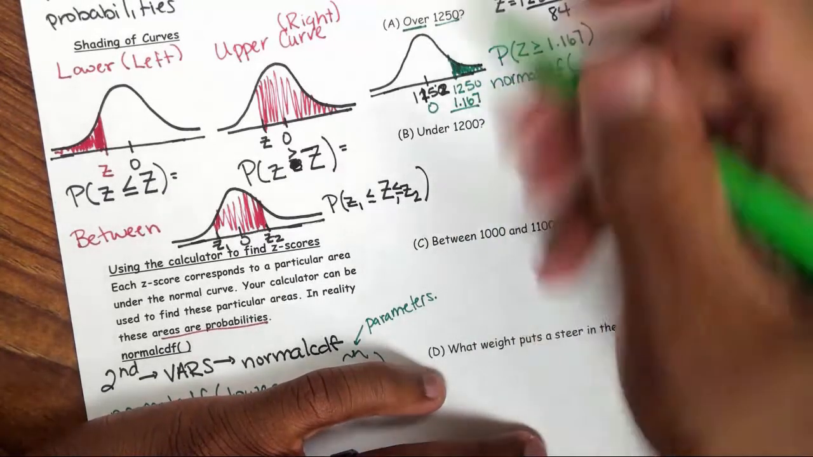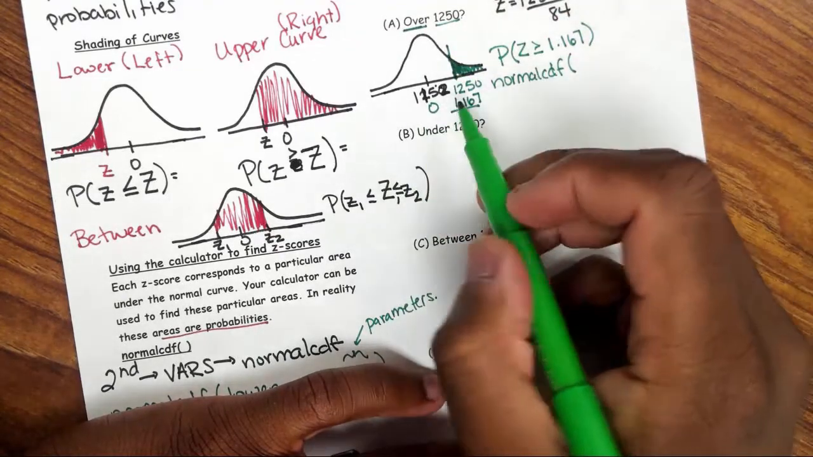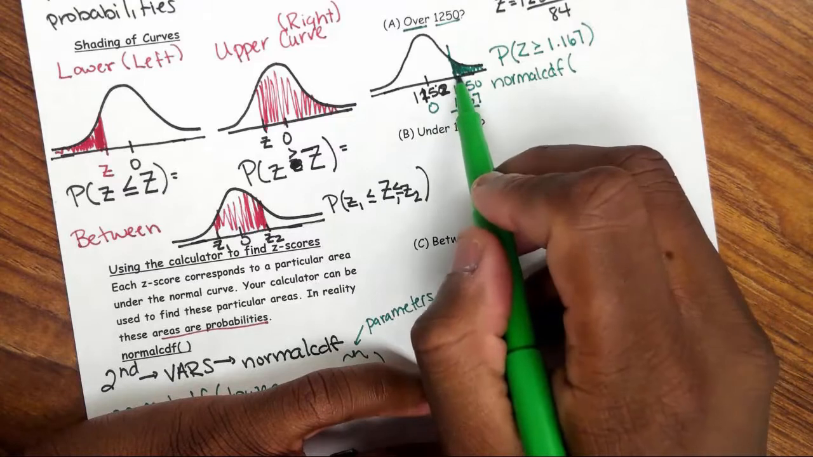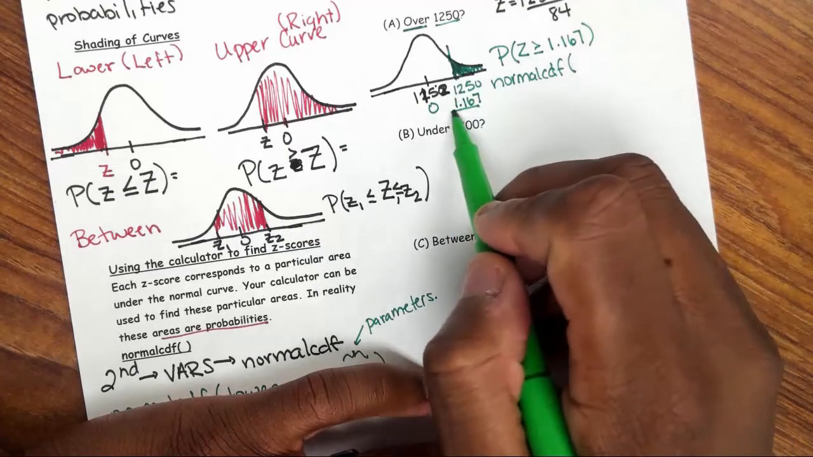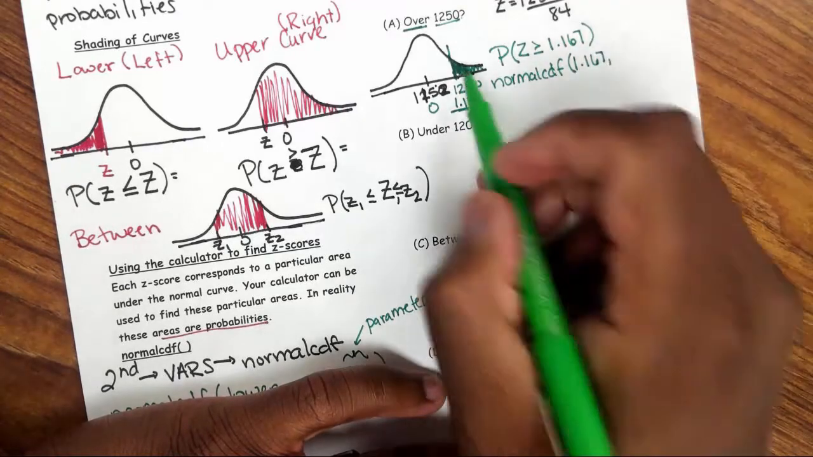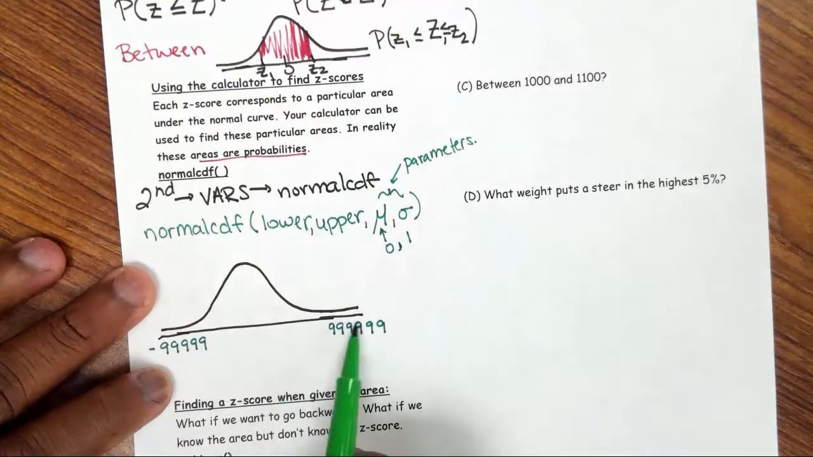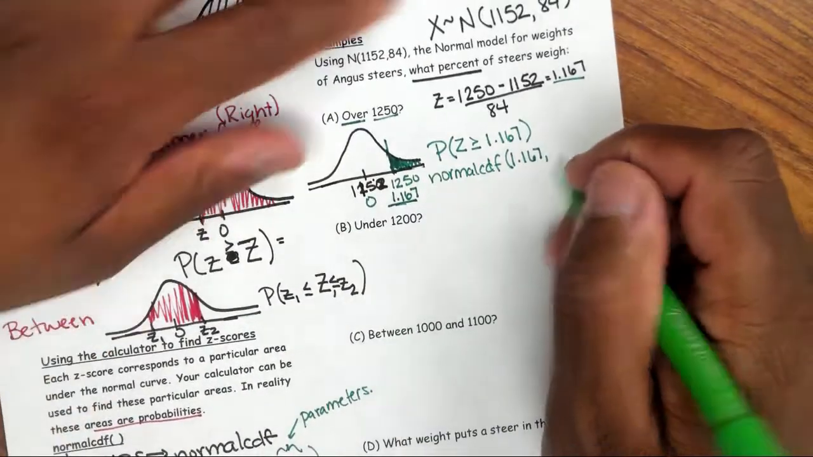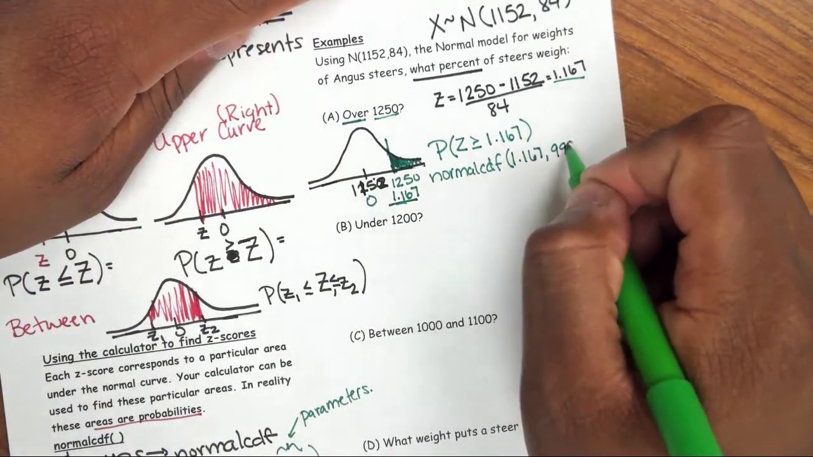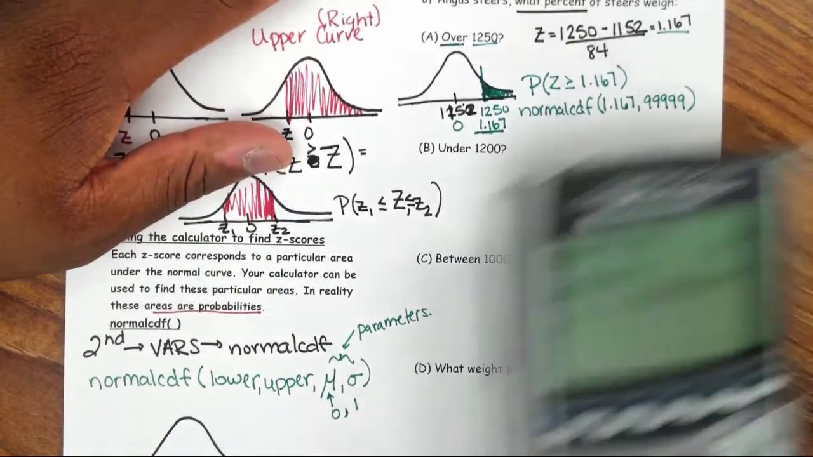And when you look at this, you drew this curve to look at the actual picture to help you do this. Your lower bound of what you're trying to calculate is this number right here, or this z-score, which is 1.167. The upper bound is some number way out here. Remember, we said that number way out here, going this way, is just a whole bunch of 9s.